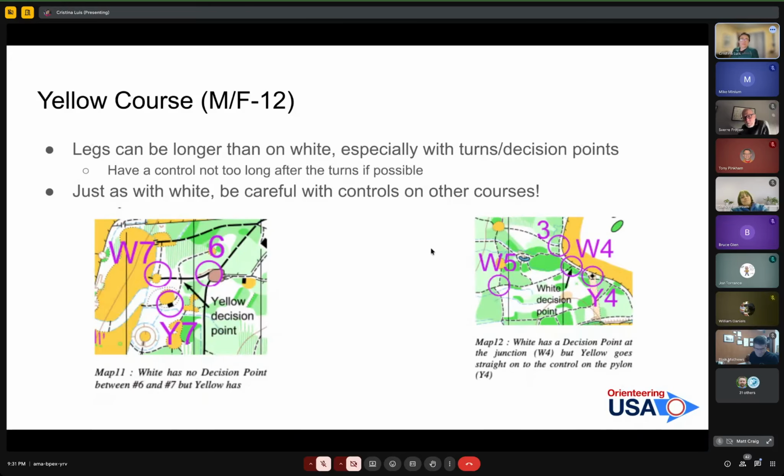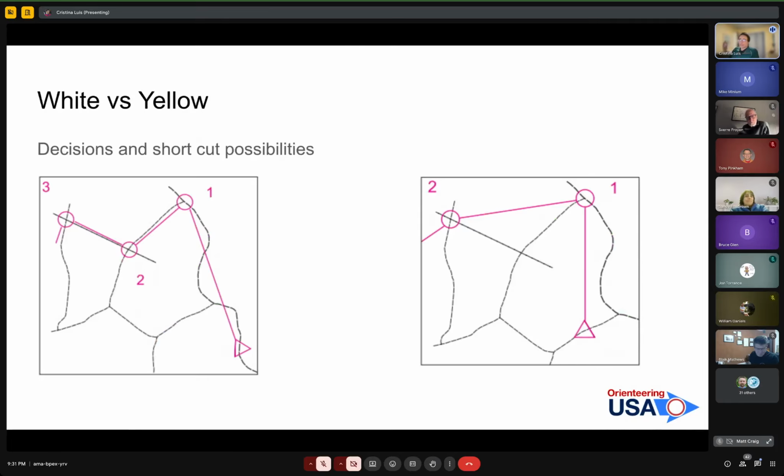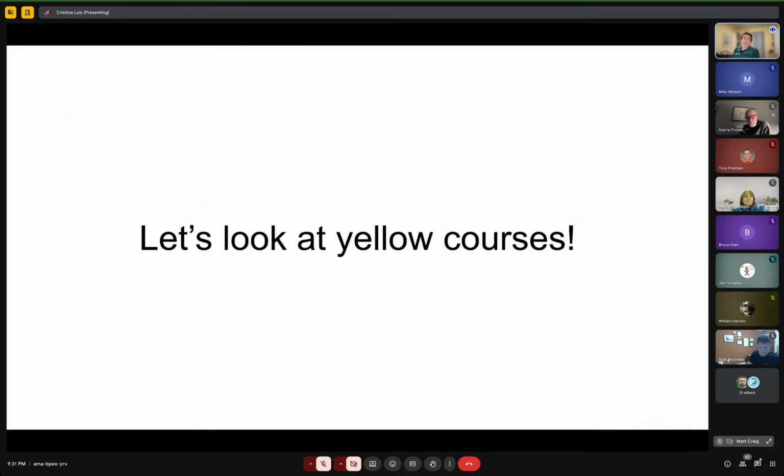So that's okay too. All right, and so this I thought was a good summary of the difference between white and yellow. You've got a system of linear things like this. On the white course, assuming this is a nice big one, you're going to have a control at each of these turns. On the yellow course, you wouldn't. Now, I'm not saying you would do it and you would have them both overlapping, but this is the scenario of the difference between them.